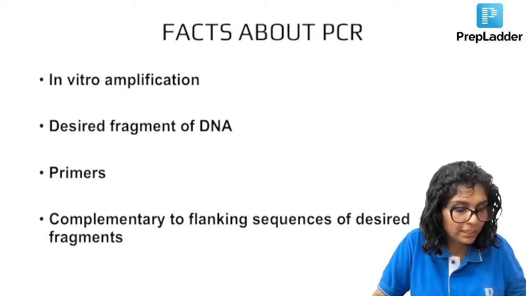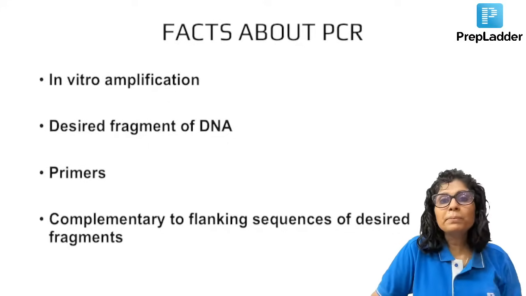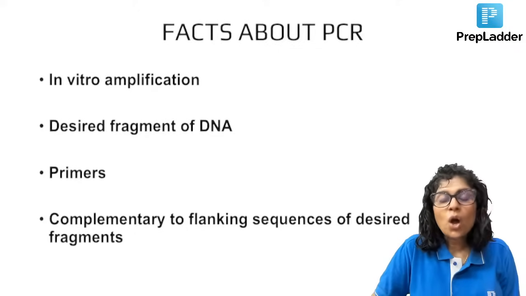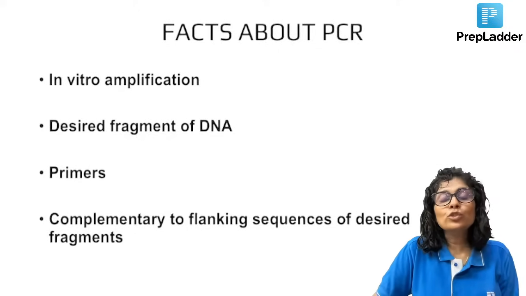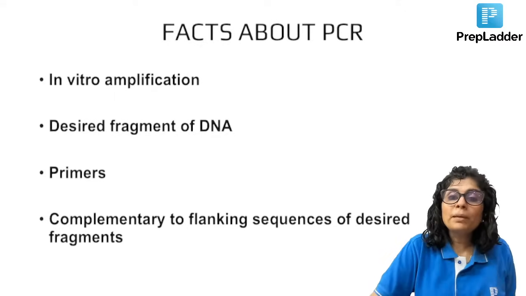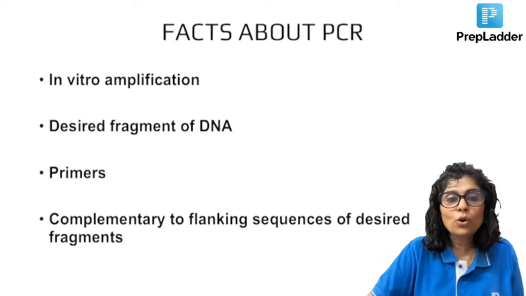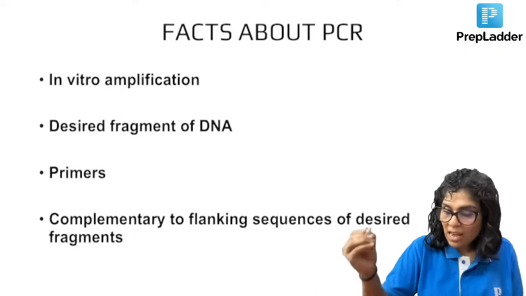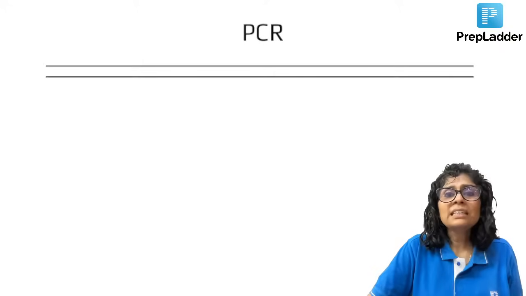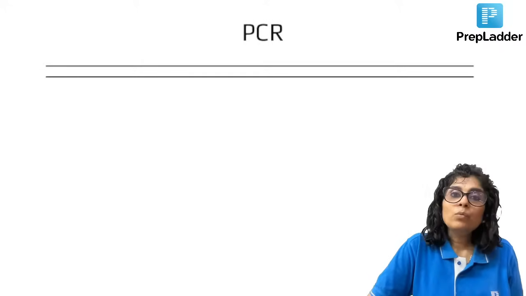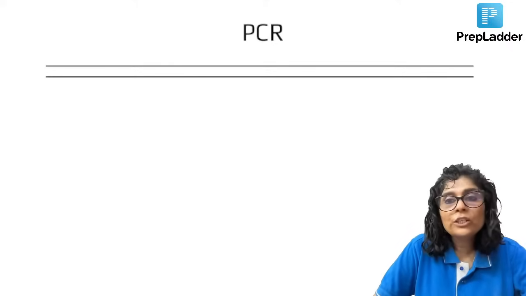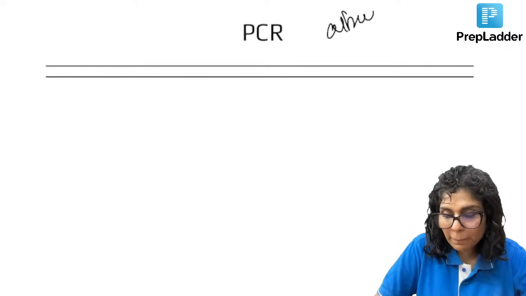Are you clear, everybody? So all of you tell me, can you define PCR? Yeah, PCR is in vitro amplification of a desired fragment of DNA made possible by choosing specific primers which are complementary to the flanking sequences of the desired fragment. Okay, to explain this, I am going to show you steps of PCR. I want you to follow these steps of PCR, imagining that you're going to amplify albumin gene.